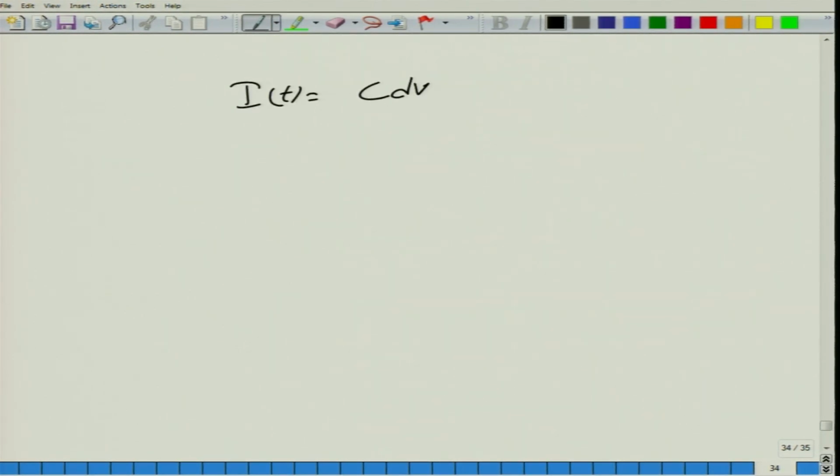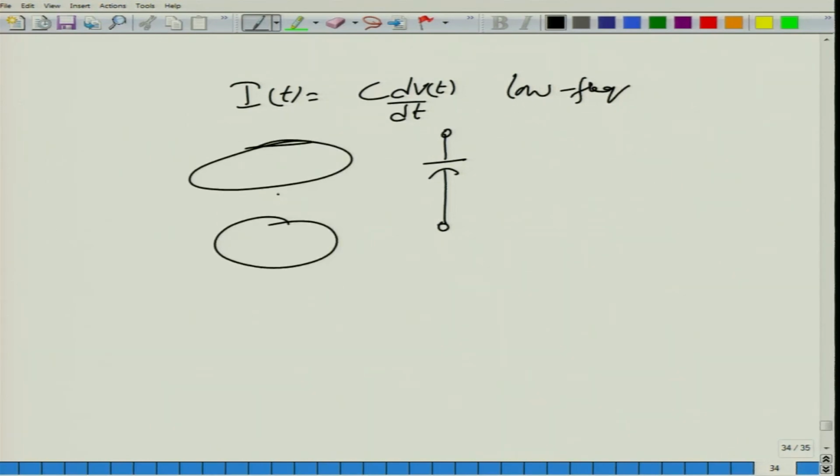So to sum up, the equation that you see, I of t equal to C dV by dt, is really a low frequency approximation. The corresponding circuit for the physical picture of a large capacitor would be a capacitor in the circuit theoretical approximation, where current I of t is flowing and the potential V of t is maintained. It is a very simple picture at low frequency.